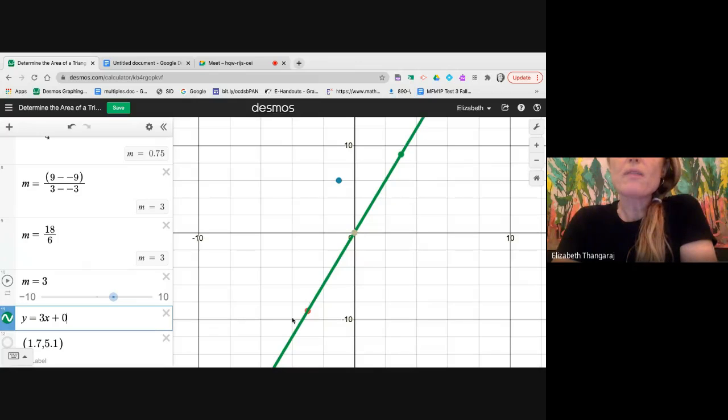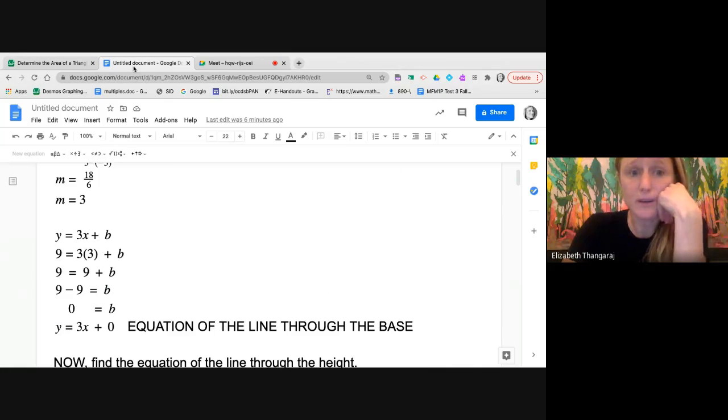But I know that I also need to have my height. And the interesting thing about the base and the height is that the base and the height are perpendicular to each other. So let's go back to my document over here.